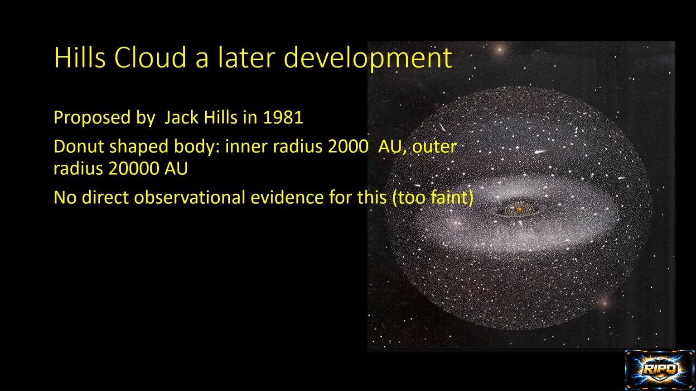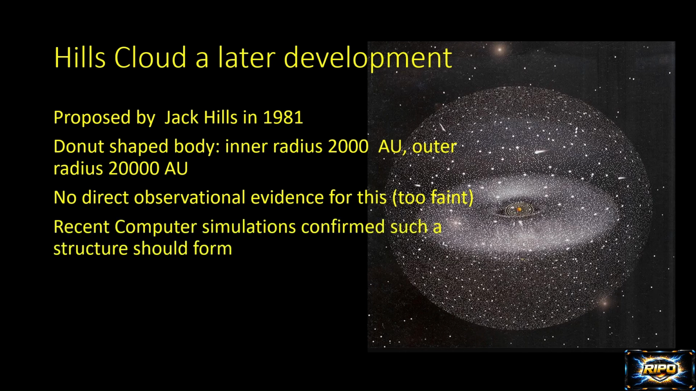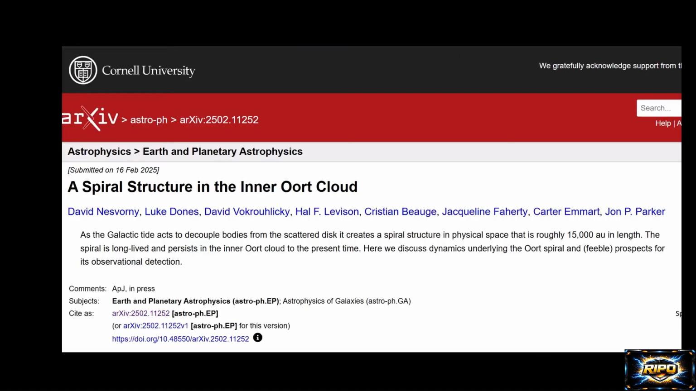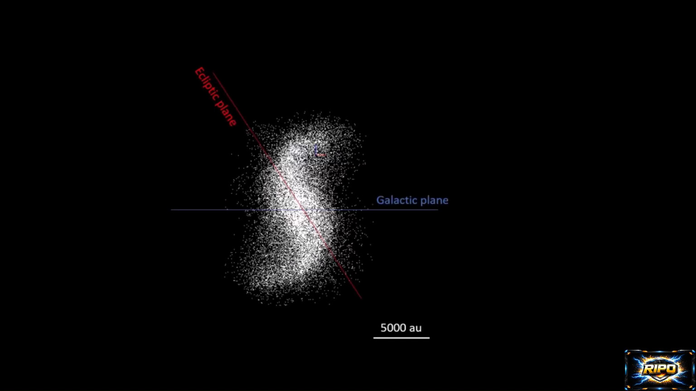The objects are far too faint to be seen with any telescope, but recent computer simulations have confirmed that such a structure should form. Though interestingly, a recent paper suggested that the structure wasn't donut-shaped, but could in fact be spiral-shaped. But again, it's a theory which is very difficult to prove or disprove because we can't observe it directly.